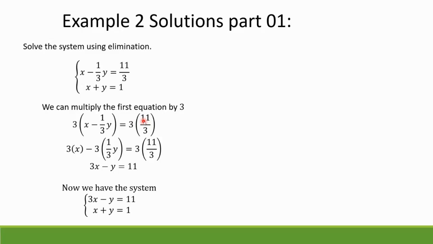All right. Anyway, so when we do that, we're multiplying by 3. As you can see, I'm distributing. We have 3 times x, 3 times this, and we have 3 times 11 over 3. So we have 3 times x, minus 3 times a third times y. But 3 times a third we know is 1. So we just get y here. Here, the 3's cancel, and we just get 11.